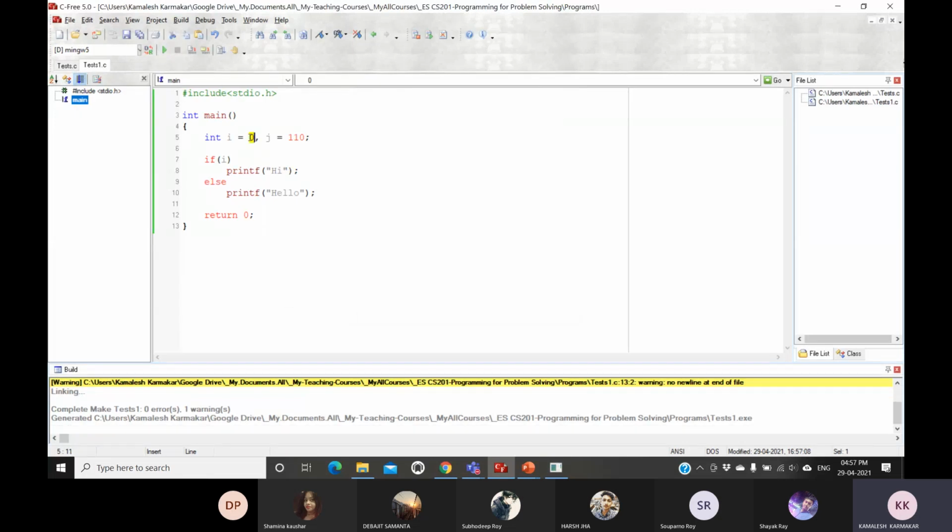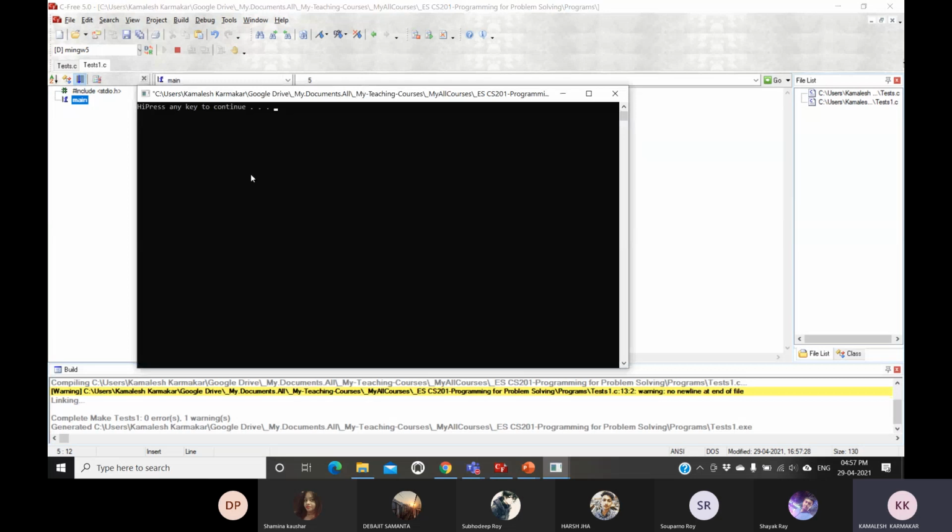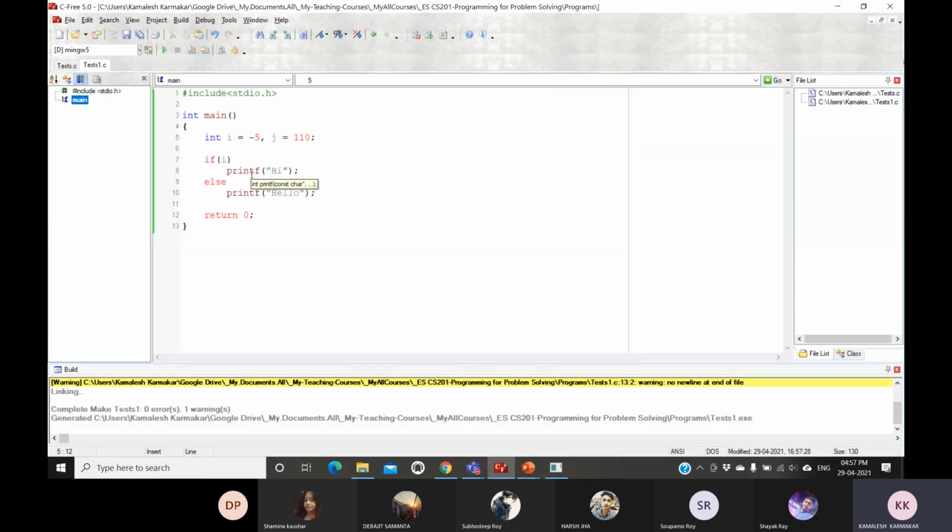Even if we write minus 5, I can use minus 5, then it will be high again because the condition is true. So in an if block, if the value is 0, it is treated as false. Otherwise, for all other values, it is true.